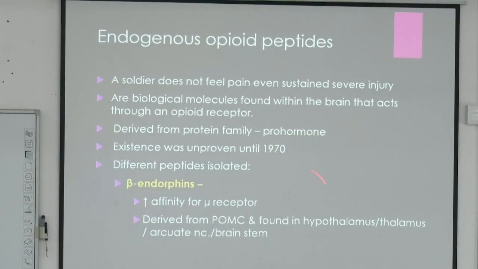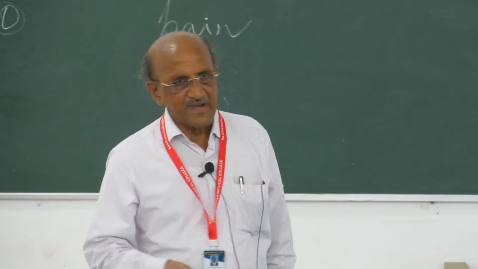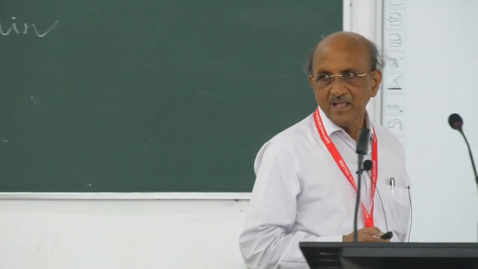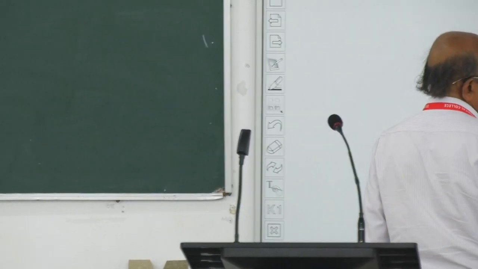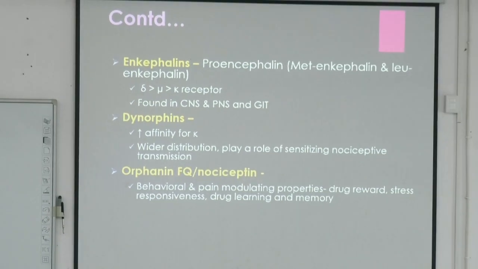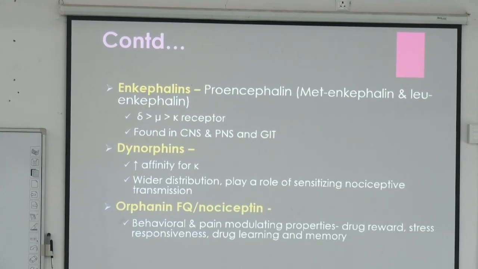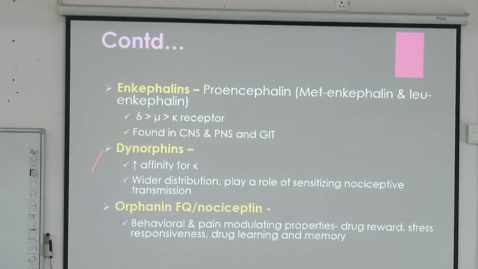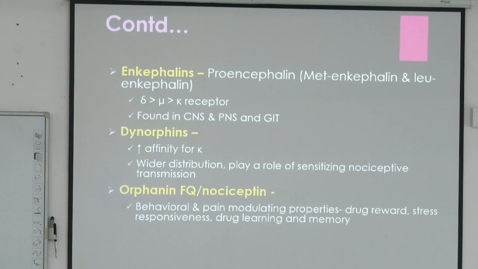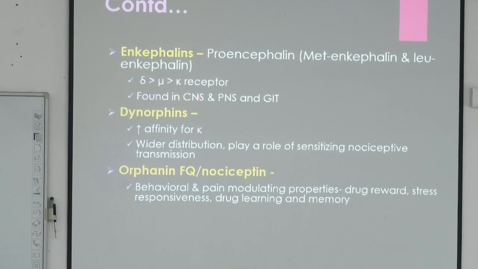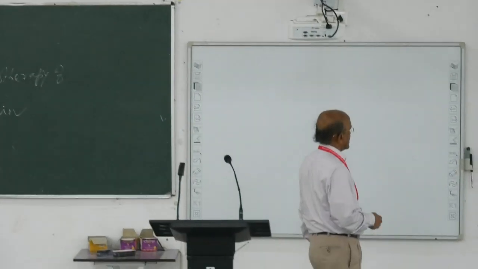Until 1970. So, there are different peptides. Originally, three peptides were isolated: beta endorphin, enkephalin, and dynorphin. Beta endorphin, you can see, has high affinity for the mu receptor and is derived from POMC. Then enkephalin is a composition of two, that is the met and leu enkephalin. They are highly sensitive to the delta opioid receptor, and found in many parts of the CNS, peripheral nervous system, and the gastrointestinal tract.